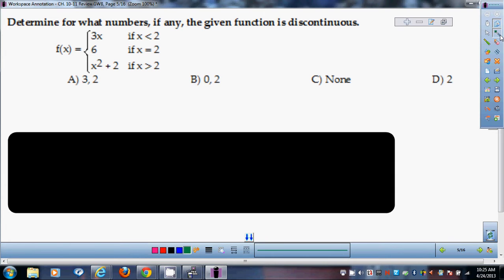Who can tell me what the actual answer is? Marco. What? Okay, I'm just going to call you wrong. Yes. It is C. Because when you plug in 2, it worked for all of them. They were all 6, which means if they're all the same, then it is not discontinuous. Therefore, there are no points of discontinuity.